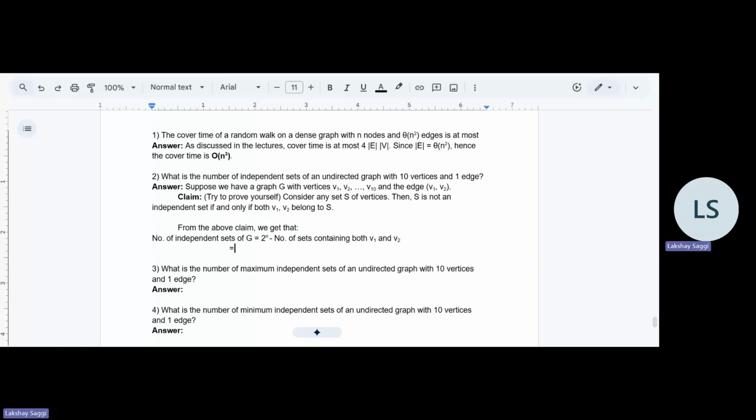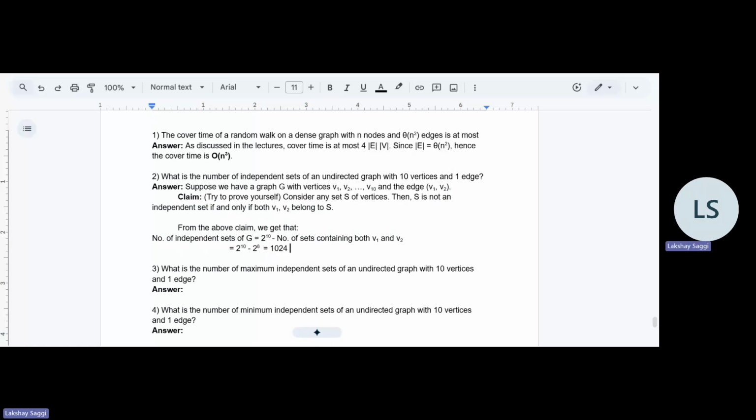And what's this number equal to? So 2 to the n is nothing but, maybe I should not write 2 to the n, but rather just 2 to the 10 should be sufficient. So this quantity is just equal to 2 to the 10 minus the number of sets containing both V1 and V2. If both V1 and V2 are contained, then there are 8 remaining vertices, and there are two choices for each of these vertices, either they are included or they are excluded. So there are 2 to the 8 choices. So this is the final answer for us.